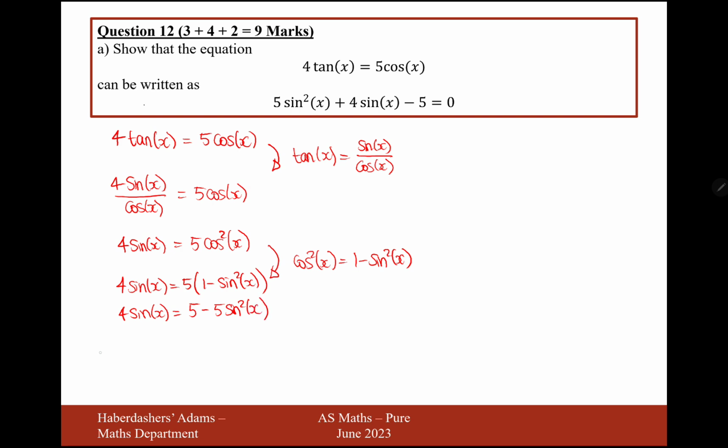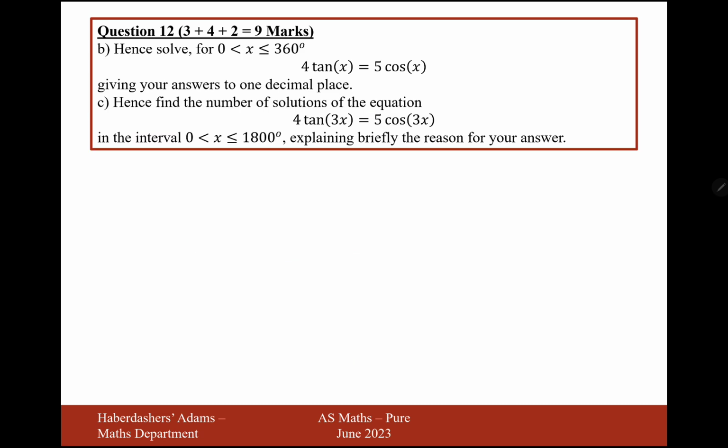And the final thing we're going to do is add the 5 sine squared onto the left and subtract the 5 onto the left as well. There we are, as required. Okay, so there we are. That's the answer to question A. Let's now move on to question B.